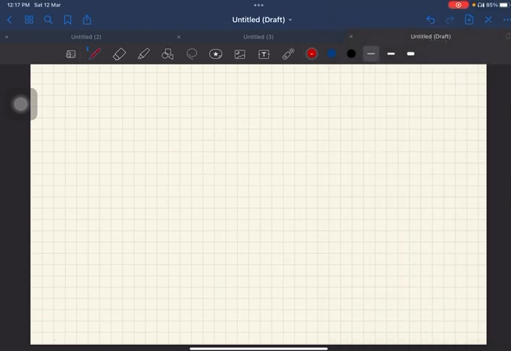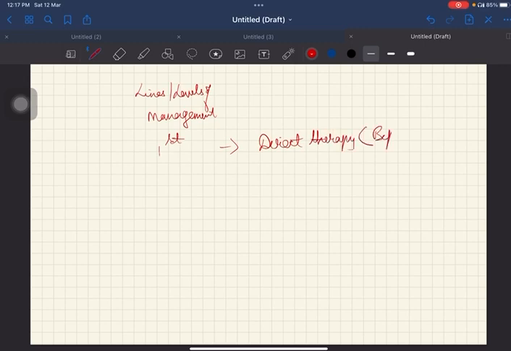Now coming to the management of epistaxis. Before we go to the algorithm, it would be better if we have a structure upon which we can base that algorithm. So we go for what is called the lines or levels of management. There are four levels essentially. The first level is called the direct management or direct therapy, which essentially includes bipolar cauterization, and it could also involve endoscopy.